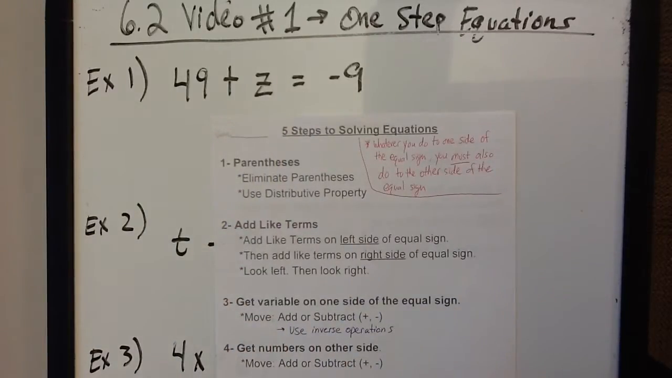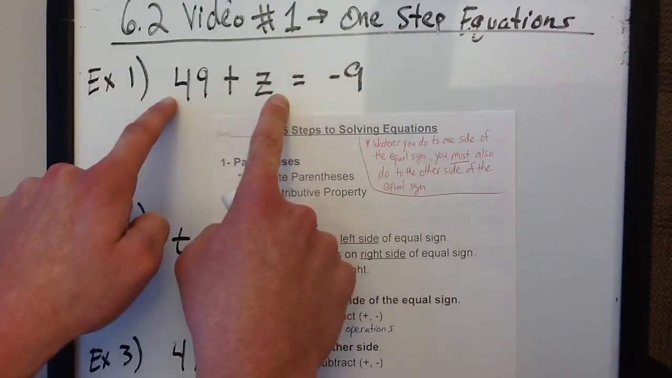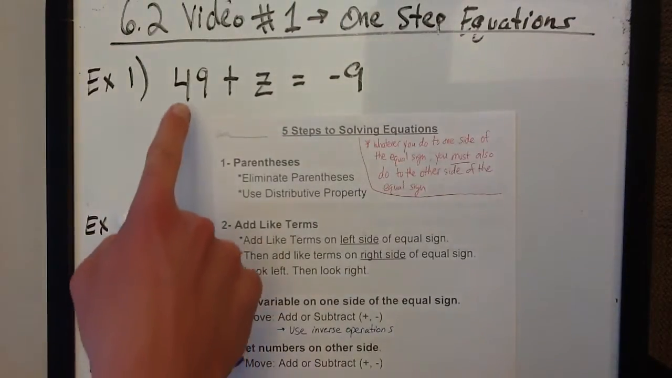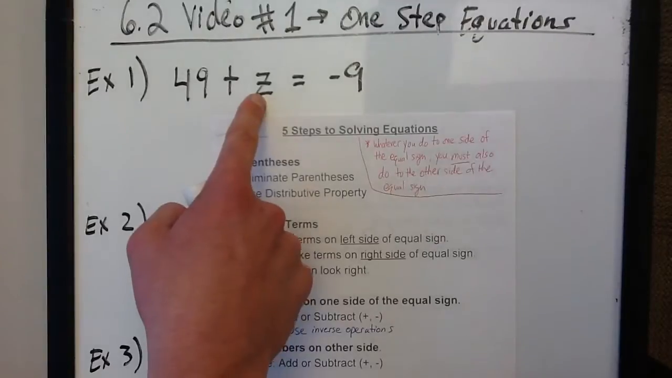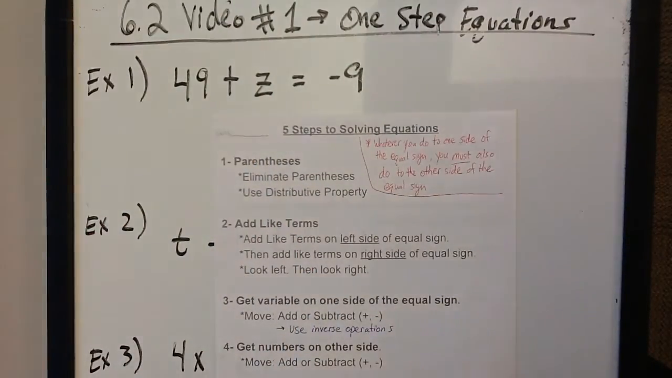So I skip step 1. I go to step 2, add like terms. Remember, look left and then look right. So I'm going to look left. On the left side of the equal sign, I have 49 plus z. Can I add those together? You should say no, I can't, because 49 is a constant, z is a variable. All right, so I can't add those together. So I can't add like terms on the left side.